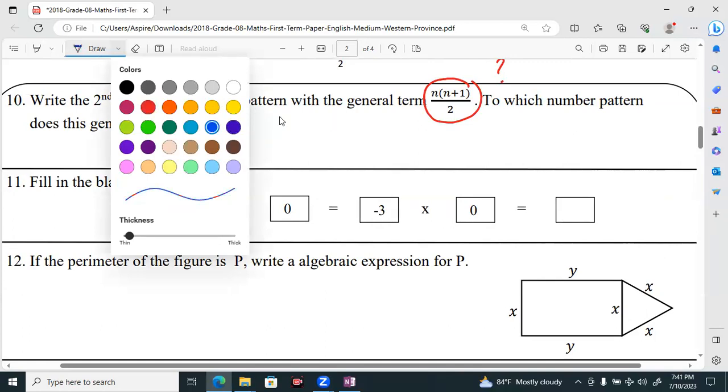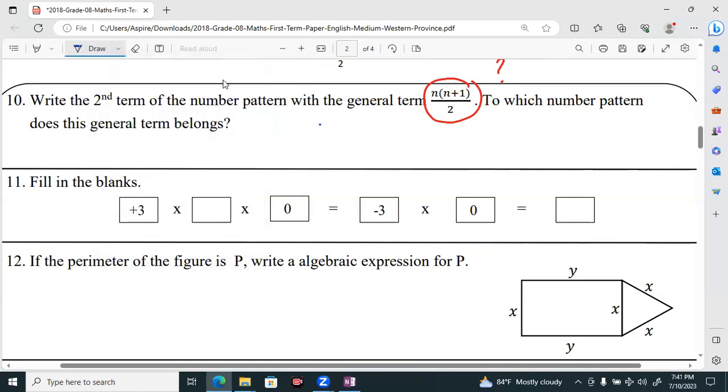Triangular number pattern. Yes, this belongs to the triangular number pattern. Now they are asked to write the second term of this number pattern. What is the second term of the triangular numbers? It is 3. Remember that? 1, then the next one is 3. Then it belongs to the triangular number pattern.